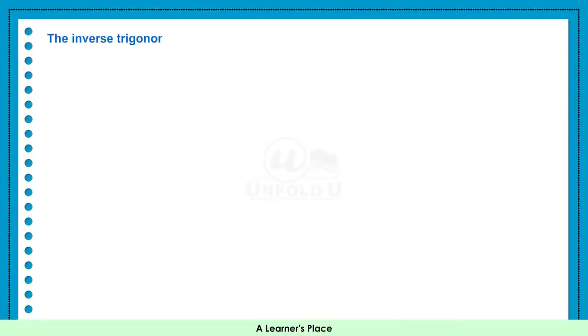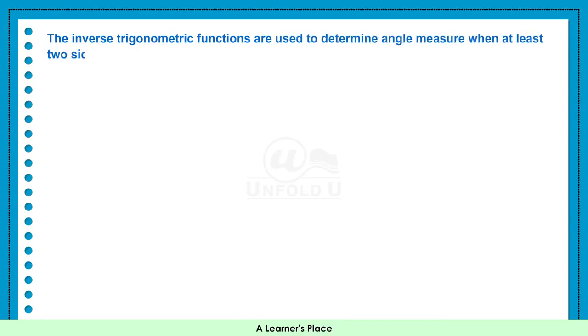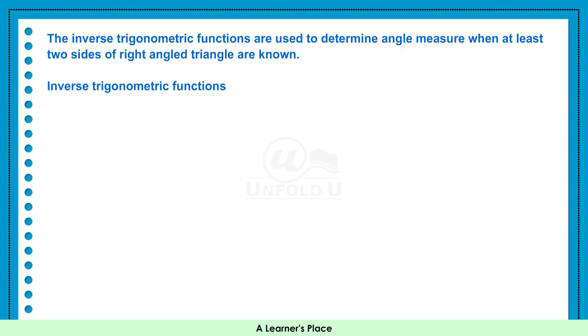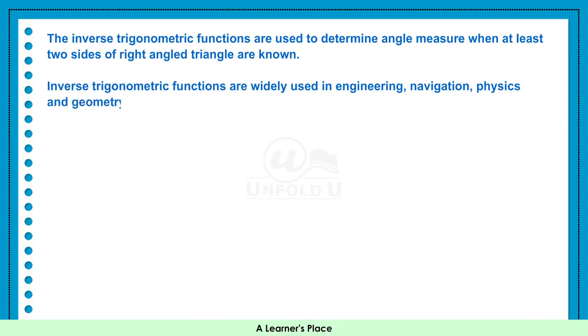The inverse trigonometric functions are used to determine angle measure when at least two sides of a right-angled triangle are known. Inverse trigonometric functions are widely used in engineering, navigation, physics, and geometry.